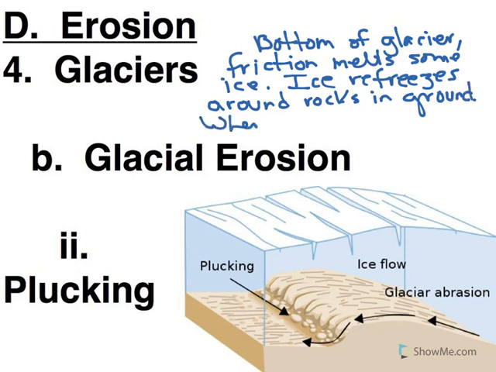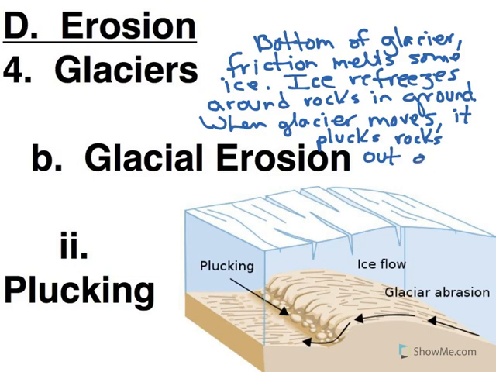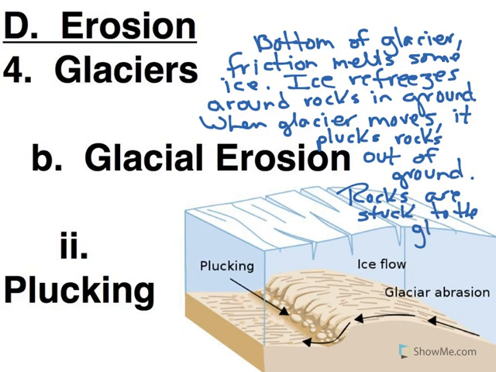So when the glacier moves, it plucks these rocks out of the ground, because now the rocks have become frozen to the glacier. So these rocks are getting plucked up. As the glacier moves, it's going to carry those rocks away.